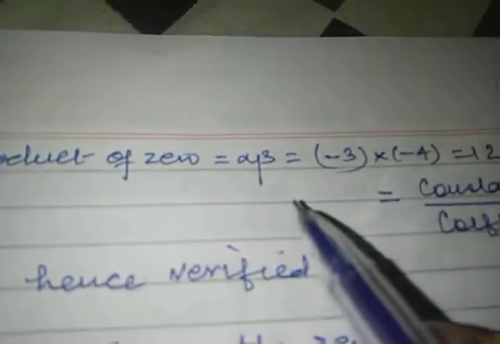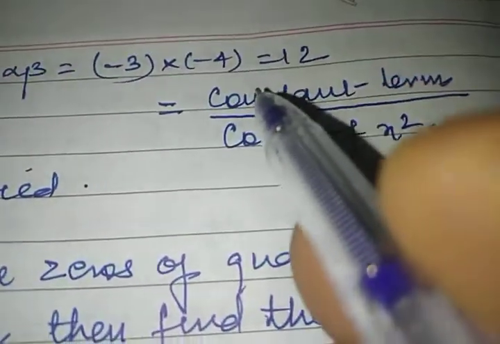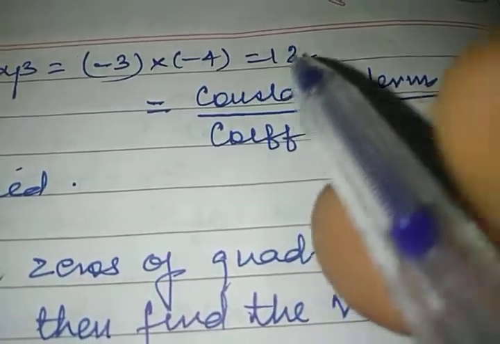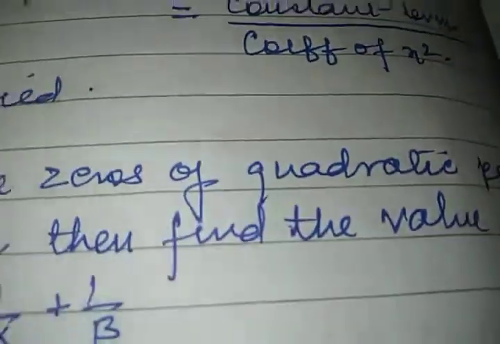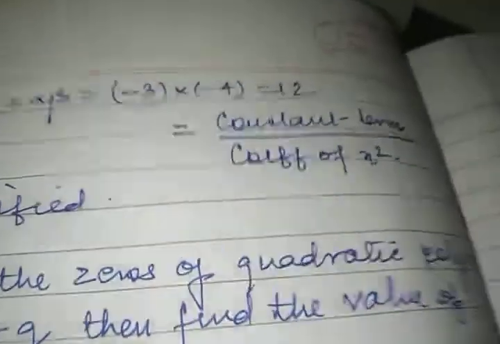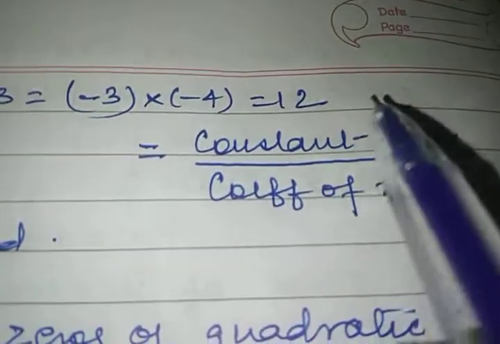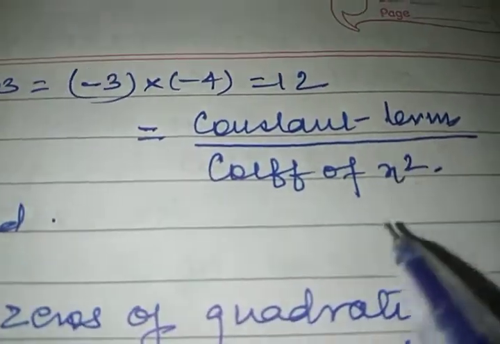Now go to the product. The product of zeros, alpha beta, is −3 into −4, that is 12. You can put it as 12 upon 1. So it is 12, and this is equal to the constant term over the coefficient of x². So what was the constant term here?